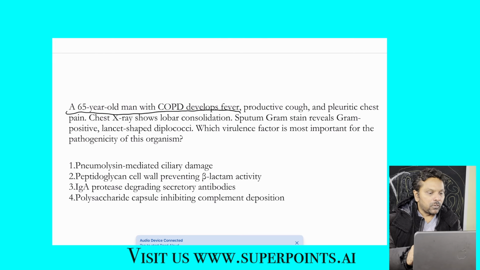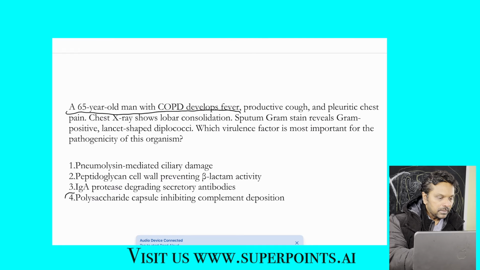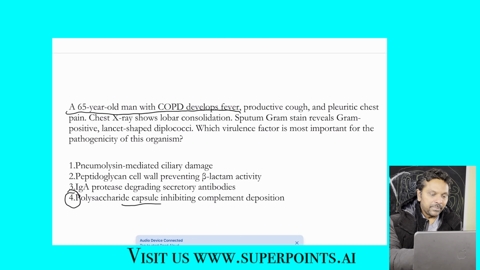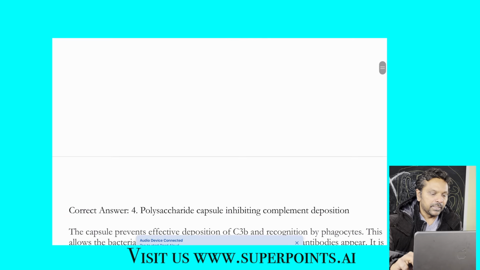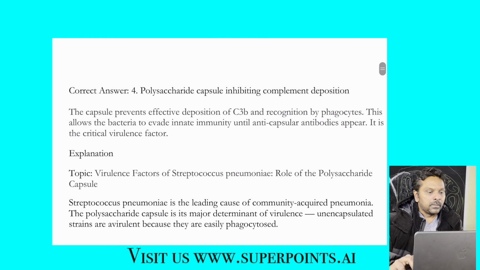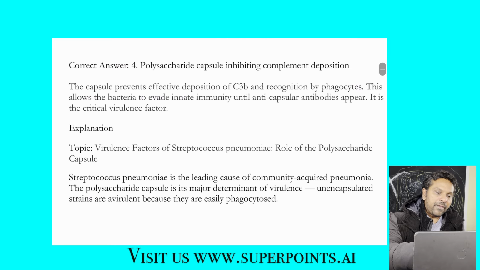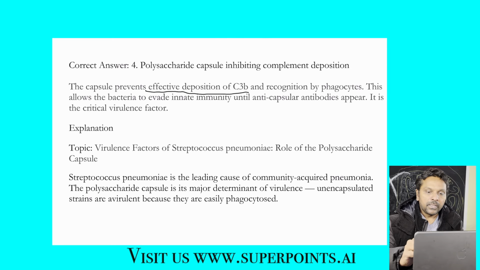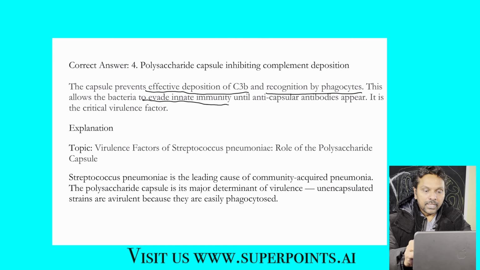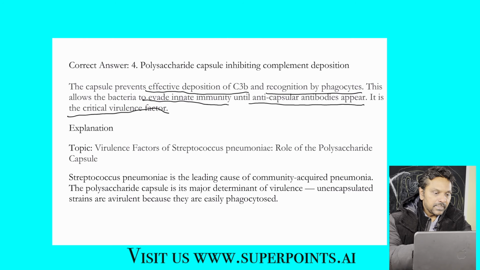So for this question, the best answer is number 4. Polysaccharide capsule inhibiting complement deposition. So why am I saying this is the correct answer? Let us see. The capsule prevents effective deposition of C3b and recognition by phagocytes. This allows the bacteria to evade innate immunity until anticapsular antibodies appear. It is the critical virulence factor.